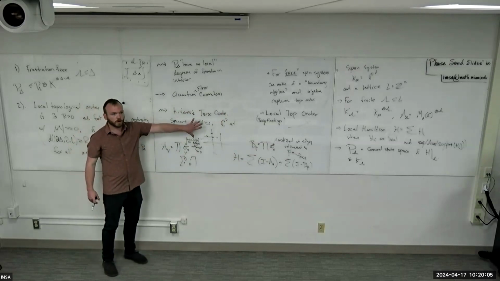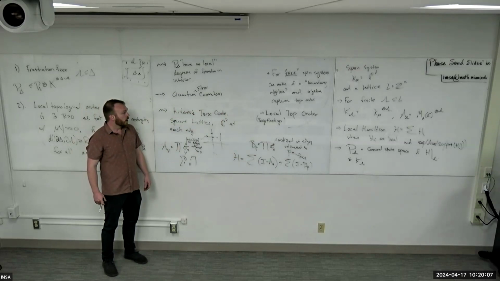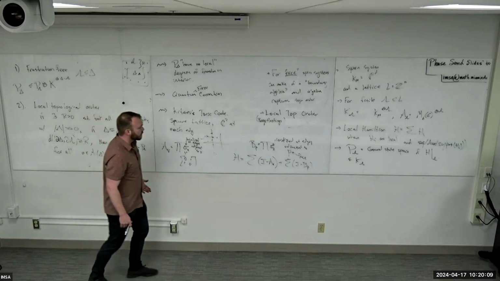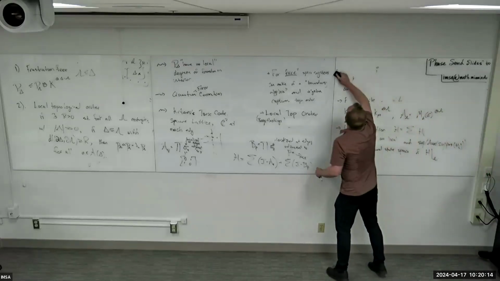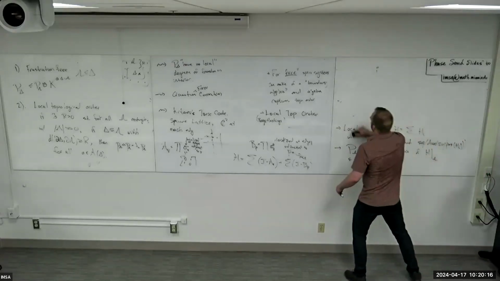So this is the toric code model. And a theorem, which actually is pretty non-trivial to prove, but follows from work of Pieter Naaijkens, is that this is a local topological order.